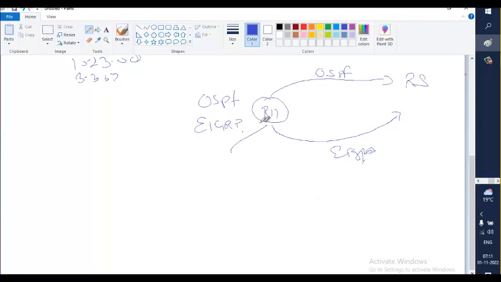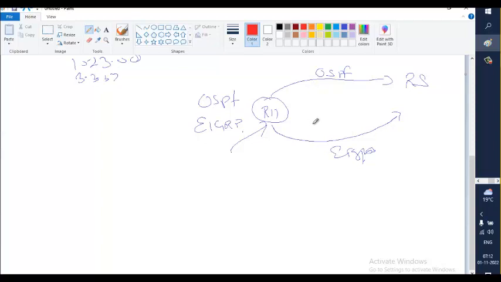So now the router will decide. If it is a Cisco router, it will choose this as the path and ignore this. This path will not be seen in the routing table at all. If it is some other vendor, they will ignore this and prefer this. You know why? Because EIGRP is Cisco proprietary, Cisco only will prefer that. Rest all will prefer OSPF.